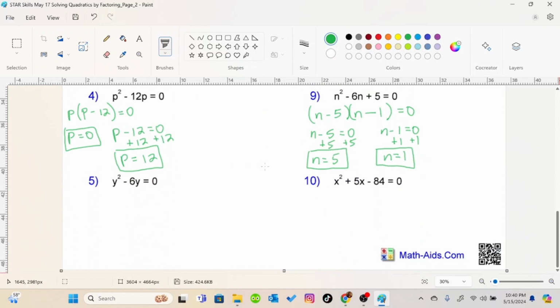Number 5. Both terms share a y, so we're going to factor out a y. Y squared divided by y is y, and negative 6y divided by y is negative 6. And we set that equal to 0. First, we set y equal to 0, and we have our first answer. Then we set y minus 6 equal to 0. We add 6 on both sides, and we get our second answer, y equals 6.